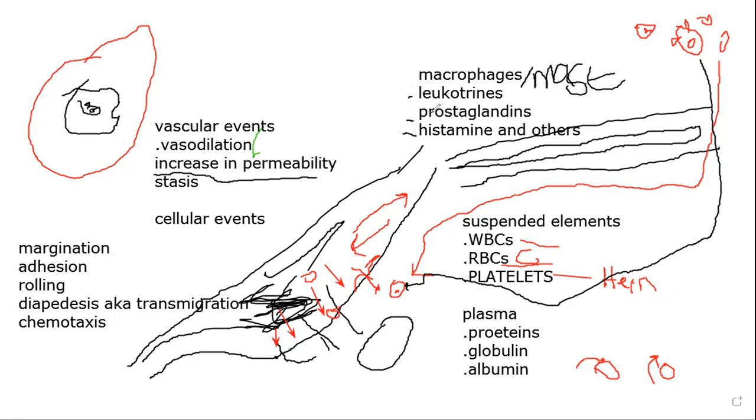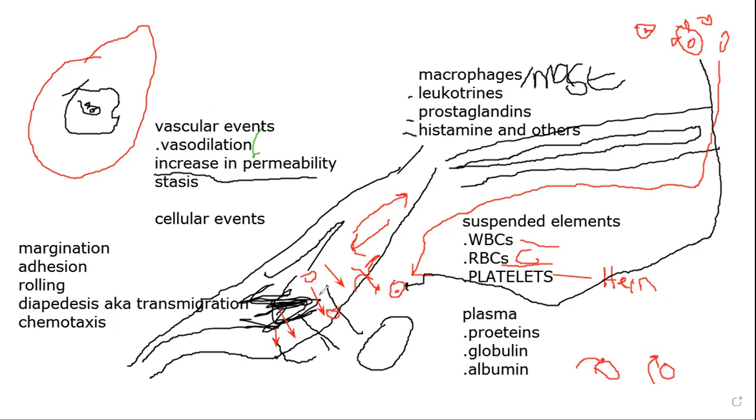Now these are called vasodilators, meaning they increase the diameter of the blood vessel. When the diameter increases, there will be an increase in the blood flow reaching that tissue. Therefore, you're going to have a lot of blood in this vicinity. That blood can compress on the endothelium because the endothelium is very thin. So the first vascular event is vasodilatation, which is caused by leukotrienes, prostaglandins, and histamine released by the white blood cells.